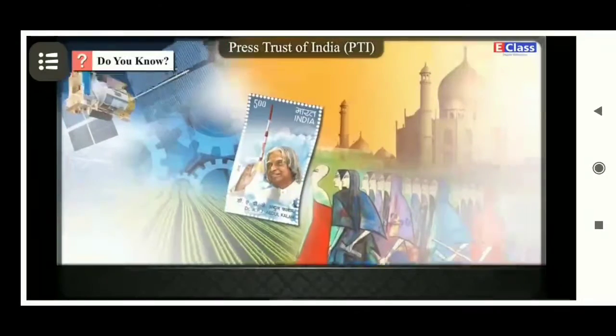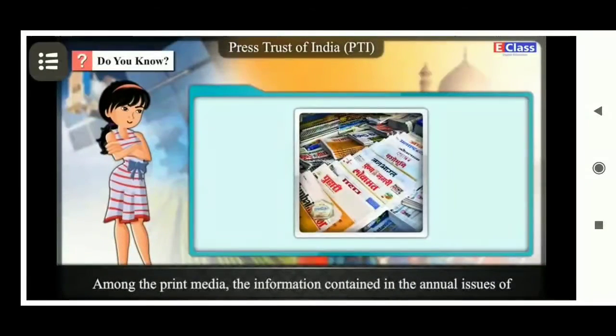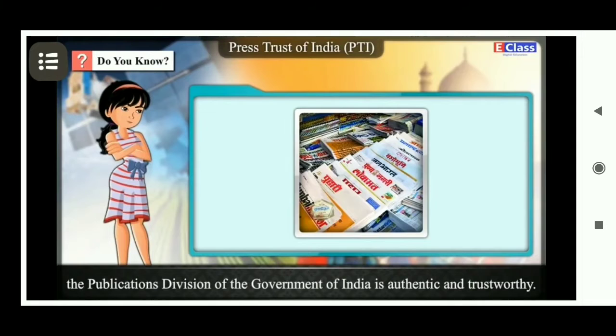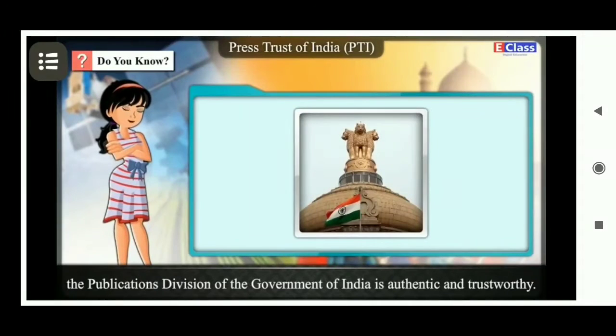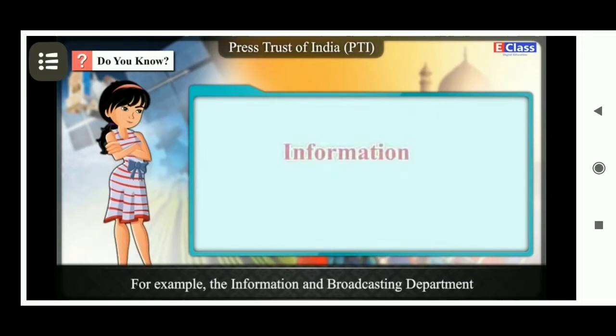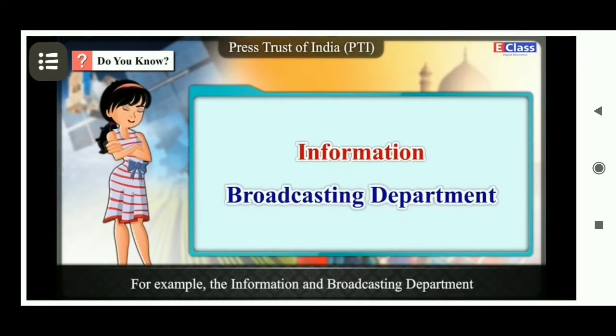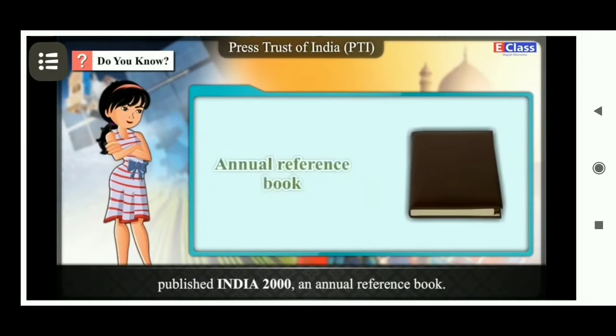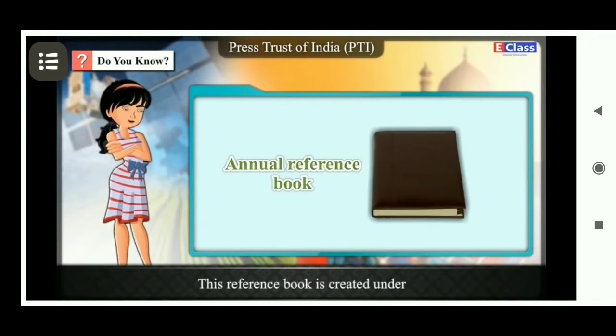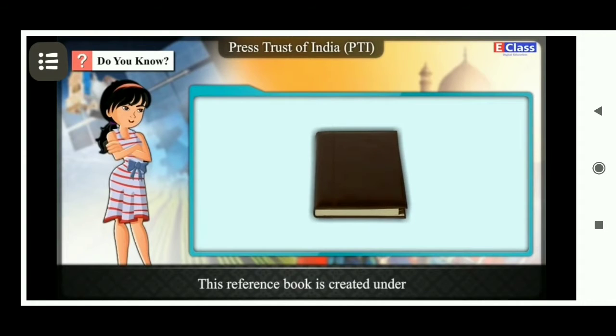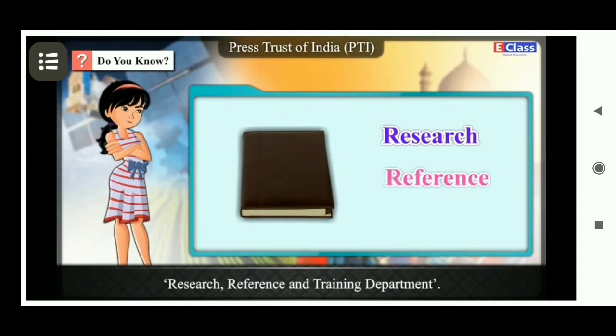Do you know? Among the print media, the information contained in the annual issues of the Publications Division of the Government of India is authentic and trustworthy. For example, the Information and Broadcasting Department published India 2000, an annual reference book. This reference book is created under the Research, Reference and Training Department.